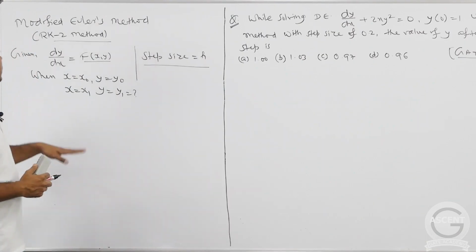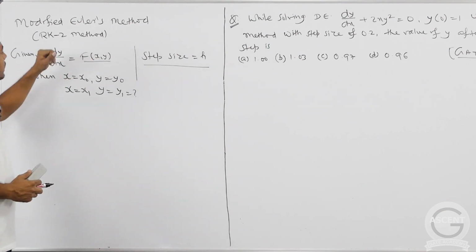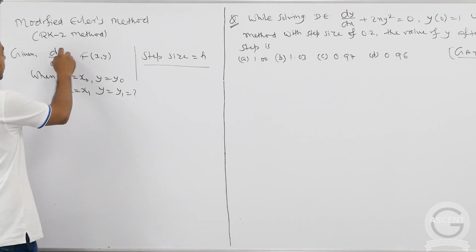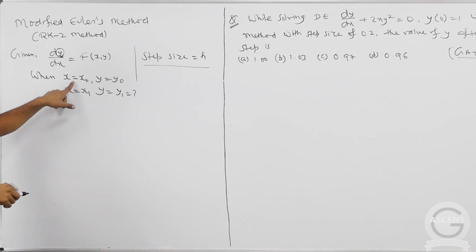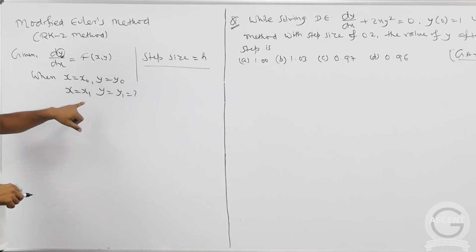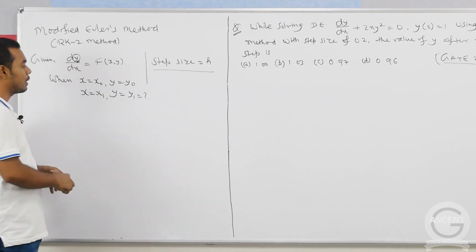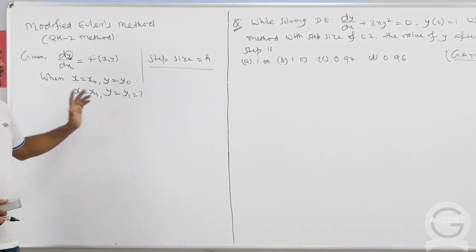Our next method is modified Euler's method or RK2 method. RK2 method means Runge-Kutta method of second order. Here also we have the same problem. A differential equation is given, dy by dx equals some function of xy. The solution of this differential equation is y equals some function of x. When x is x naught, the value of y is y naught. Now when x is x1, we have to calculate the value of y, which will be y1. y1 is nothing but y of x1.